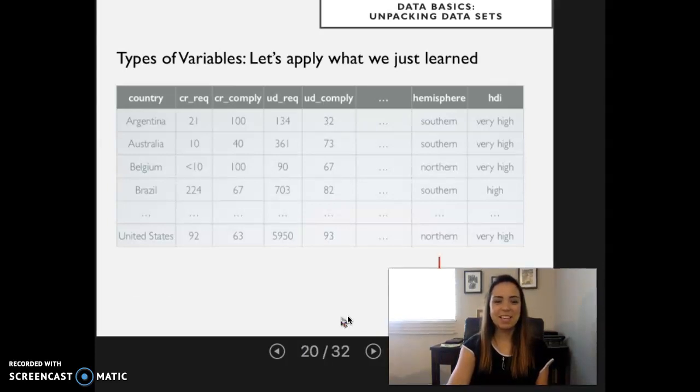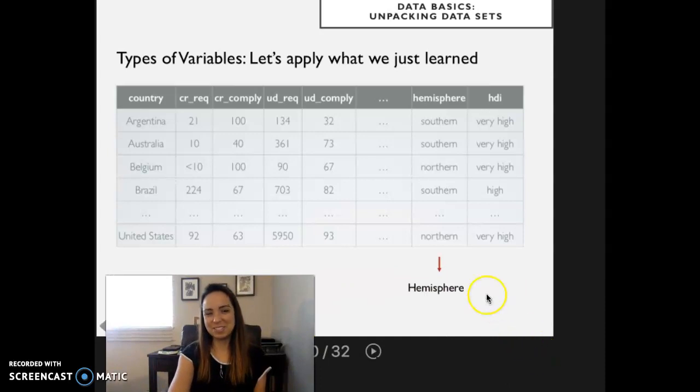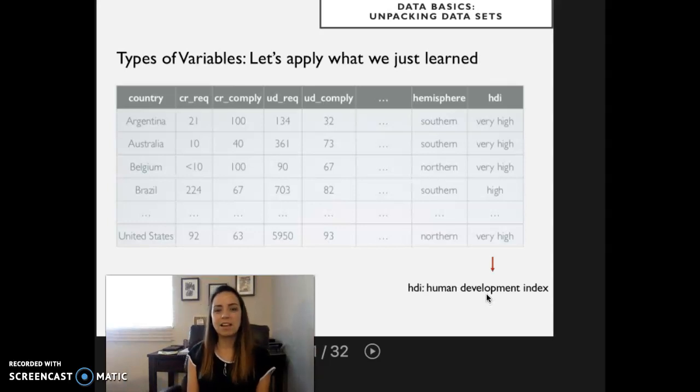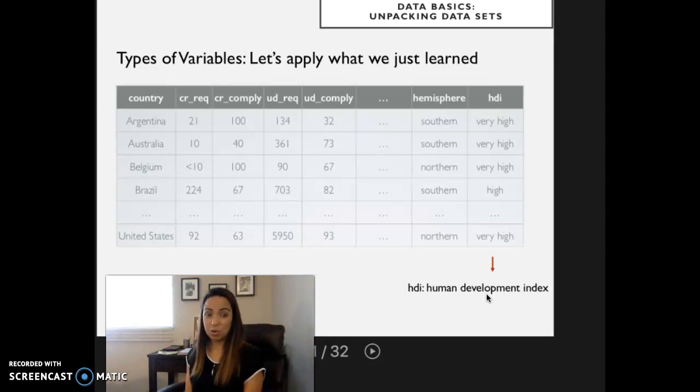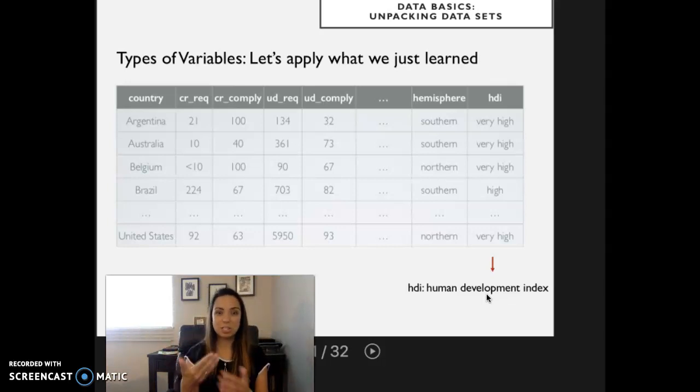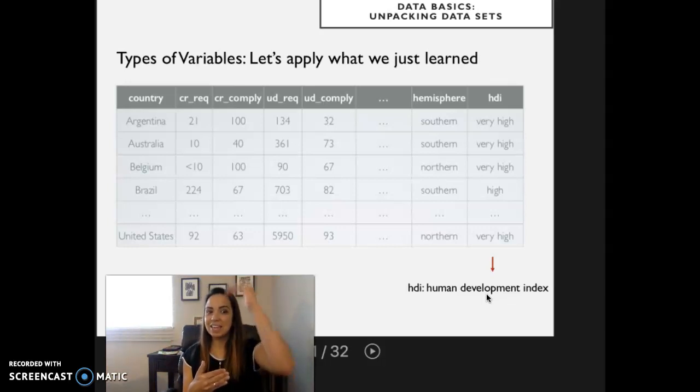Next one, hemisphere. We talked about this one. That's a nominal, a categorical nominal variable. There is no ordering implied. How about the Human Development Index? If you're thinking categorical, you're right, and it is also ordinal, because you can say that high is more human development than, and very high is more human development than high.